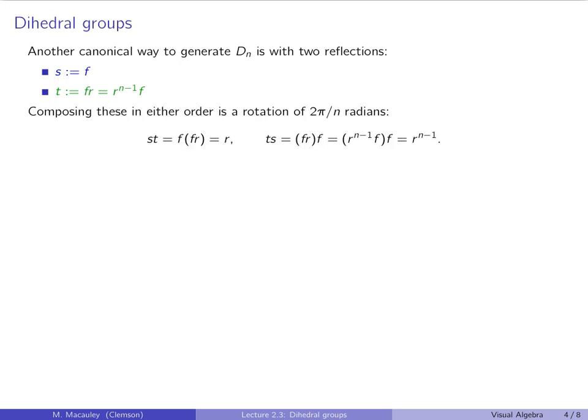If we compose these in either order, we get a rotation of 2 pi over n radians. And we can see that algebraically: st is f fr, which is r, because f squared is 1, and ts is frf. We could swap the order of this by changing the exponent to r to the n minus 1, and now we get f squared, so we get r to the n minus 1. So this is a rotation that's counterclockwise and a rotation that is clockwise.